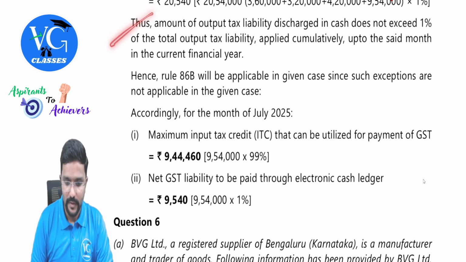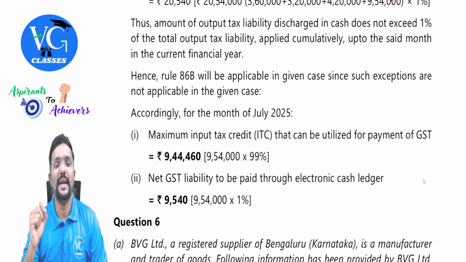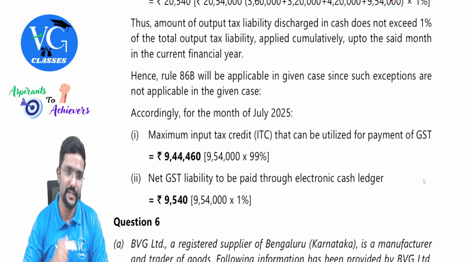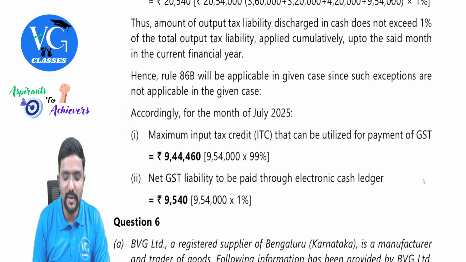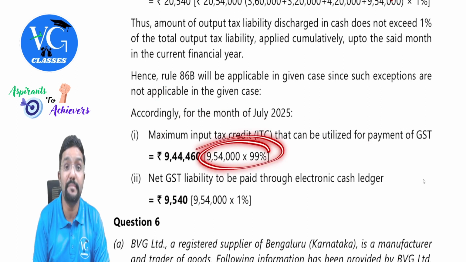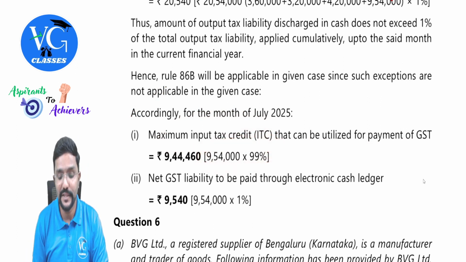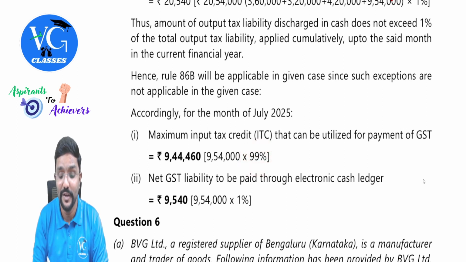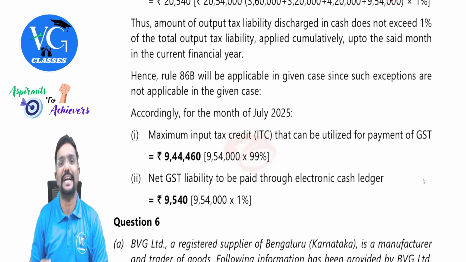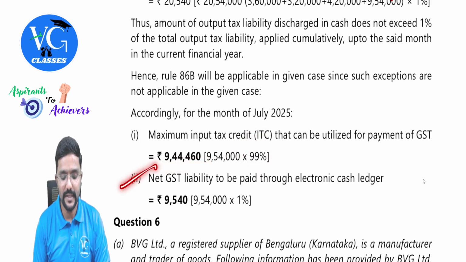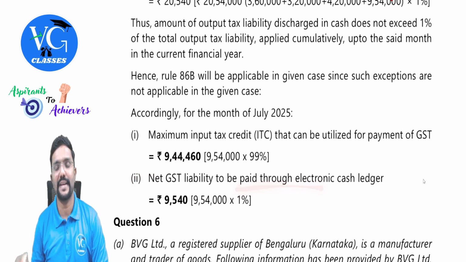Hence, Rule 86B will be applicable in the given case since such exceptions are not applicable. Accordingly, the maximum input tax credit that can be utilized for the payment of GST is 99% of output tax. Please be careful, guys. By mistake, you might apply 99% of input tax. No, no, no, 99% of output tax, which comes to 9,44,460.